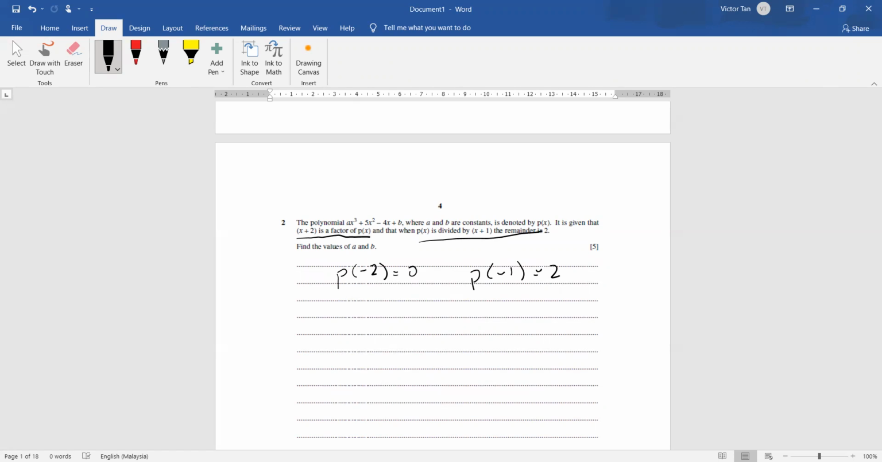So p of minus 2 is a times minus 2 cubed. Minus 2 cubed is minus 8, so minus 8a, plus minus 2 squared is 4, 4 times 5 is 20. Minus 4 times minus 2 is plus 8. Plus b equals 0. So here we have minus 8a plus b equals minus 28.